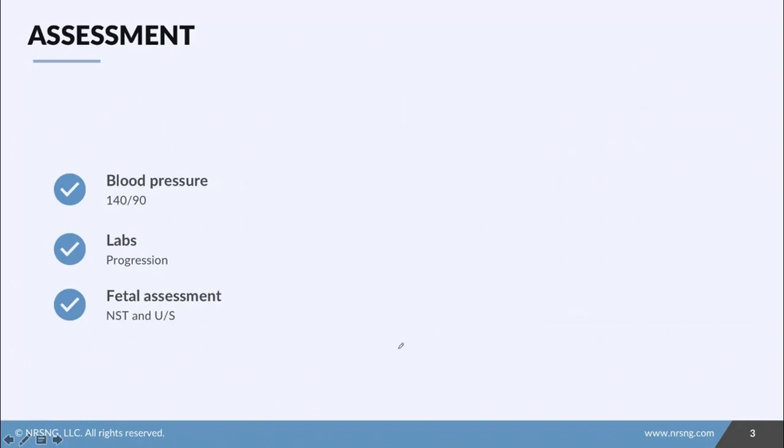Our assessment for this patient is obviously going to be looking at the blood pressure. We're going to have an elevated blood pressure of 140/90 or greater, and there'll be no other symptoms, just that high blood pressure. Signs and symptoms are a signal that we are progressing to preeclampsia. Lab work assessment is done, again, just to watch for the progression. So that's our CBC, our complete blood count, and checking the urine.